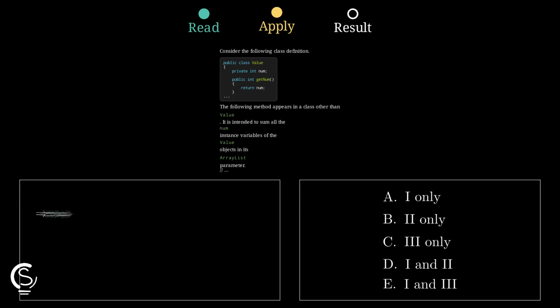Next, check segment 2. This enhanced for loop is super clean and efficient for iterating through objects. It correctly calls the getNum method on each value object within the list.